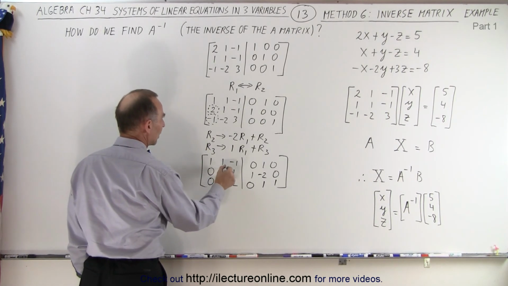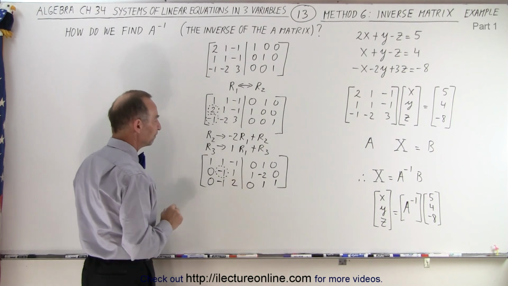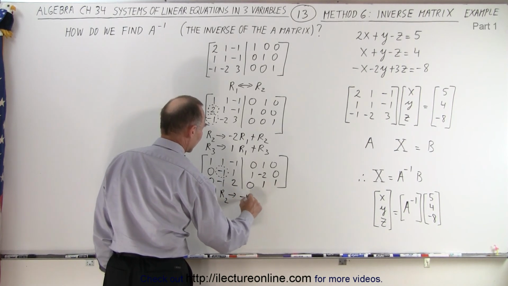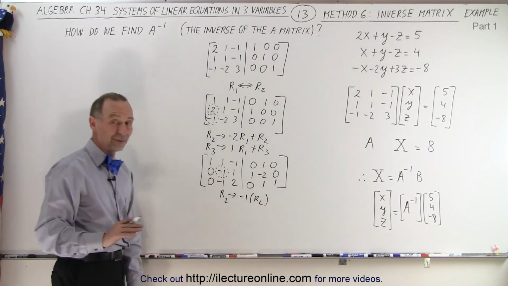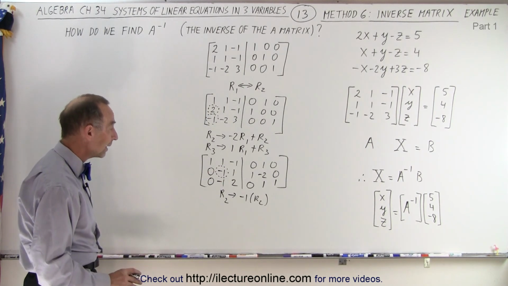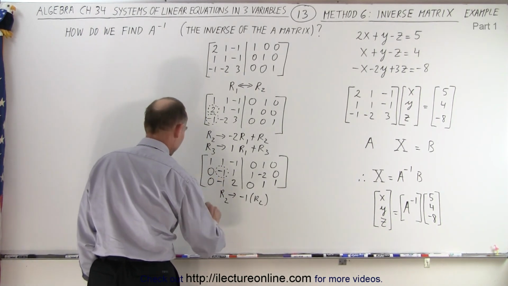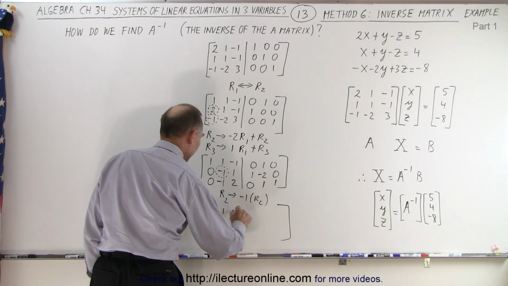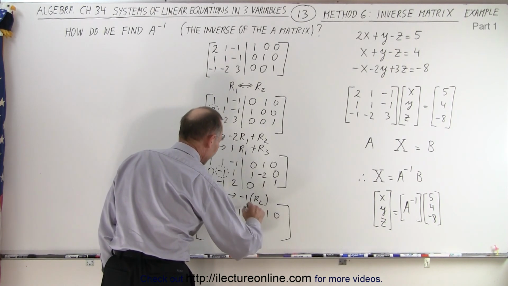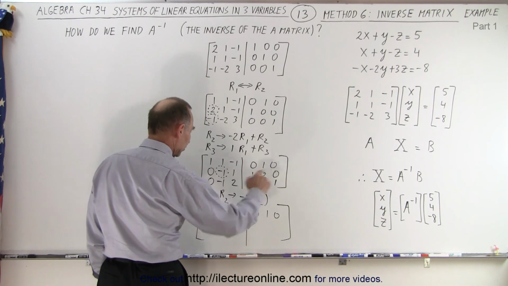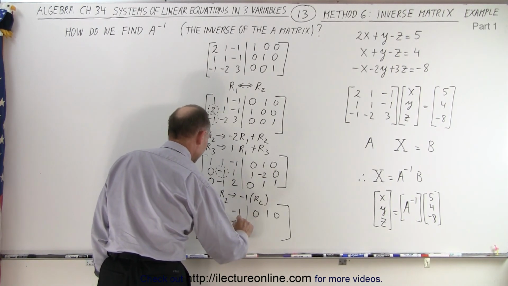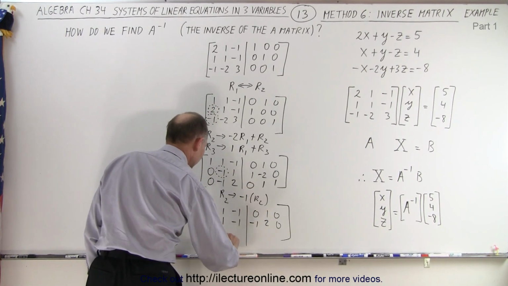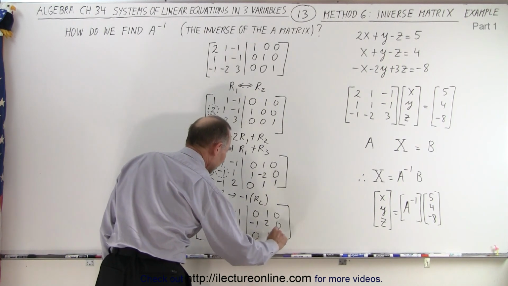The next thing I want to do is turn this into a positive 1. So I can do that by taking the second row and replacing it by negative 1 times the second row. In other words, I'm simply going to multiply the whole second row by a negative 1 to turn that into a positive 1. When I do that, I get the following. The first row doesn't change: 1, 1, negative 1, 0, 1, 0. The second row, well, everything changes sign, so I get 0, a positive 1, a negative 1, a negative 1, positive 2, 0. And the third row doesn't change: 0, negative 1, 2, 0, 1, and 1.